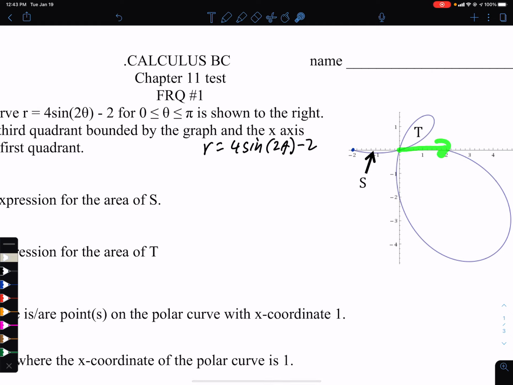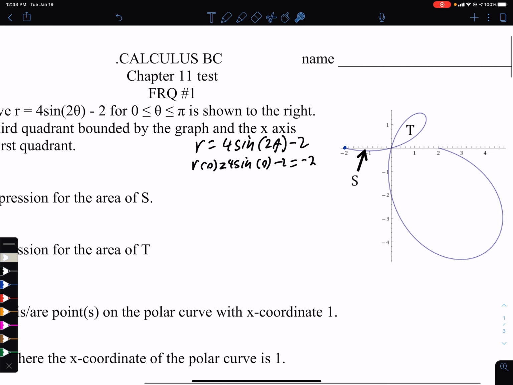So if your angle is 0, then r would have to be -2 to get here. But if your angle is pi, your r would have to be 2 to get here. So you could either set this equal to 2 or -2, or just find your r at 0 and r at pi and see which one matches up. So what's r at 0? That's going to be 4 sine 0 minus 2, which is -2, which makes this point here the correct point. So it's going to be 0. That's my starting angle, an angle of 0.